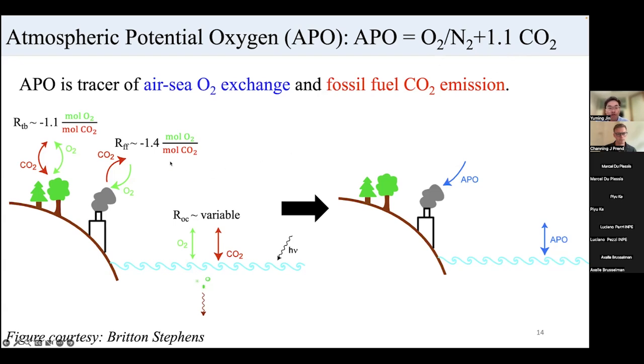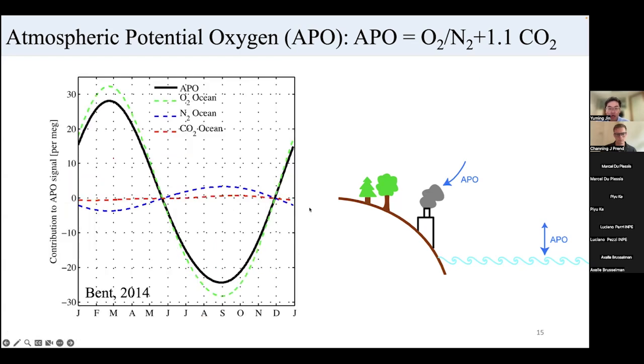The exchange ratio for fossil fuel combustion is a little bit higher, at about 1.4. So APO still has a fossil fuel burning signal, but over the seasonal cycle, the change of APO is mainly due to ocean processes. The left figure here shows a simulation of atmospheric APO together with three components. You can see the APO seasonal change is dominated by LC oxygen flux, and it is slightly smaller in magnitude because the nitrogen flux cancels out some of the amplitude here. And so you could use APO or LC APO flux to approximate the LC oxygen flux on the seasonal timescale.